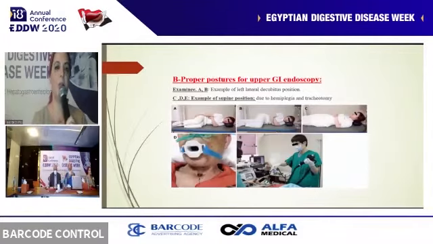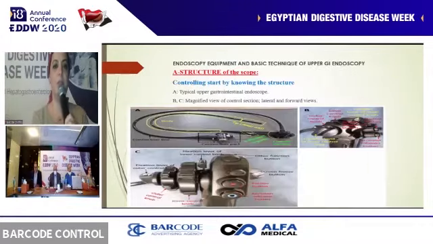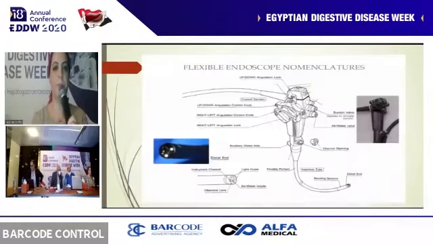The ideal form is the left lateral position of the patient, and I have to make any posture change according to the patient's general condition. First, I also have to know the structure of the scope, as controlling starts by knowing the structure. This is the structure of the gastroscope.